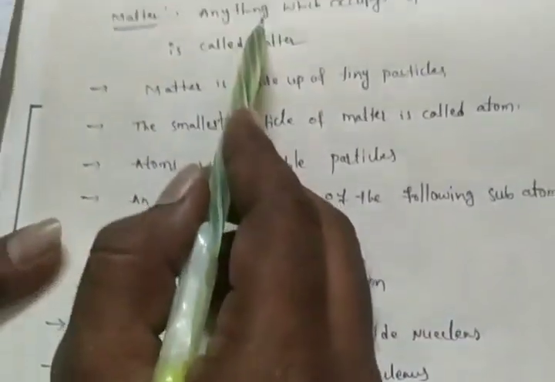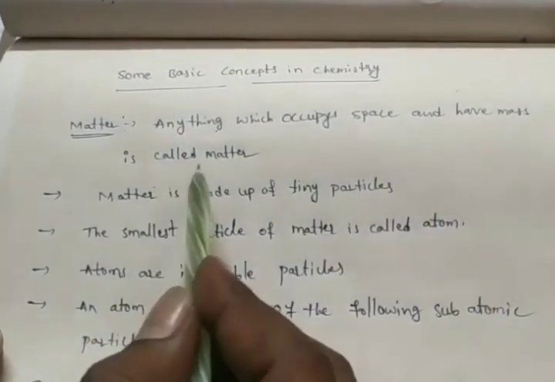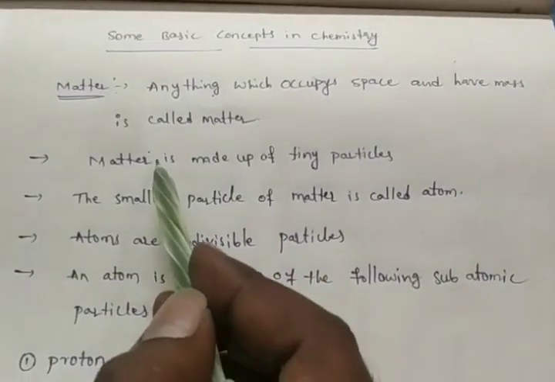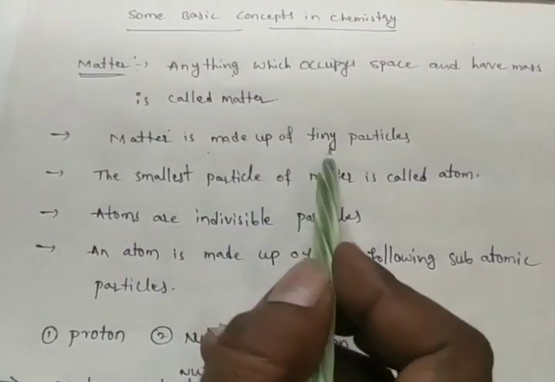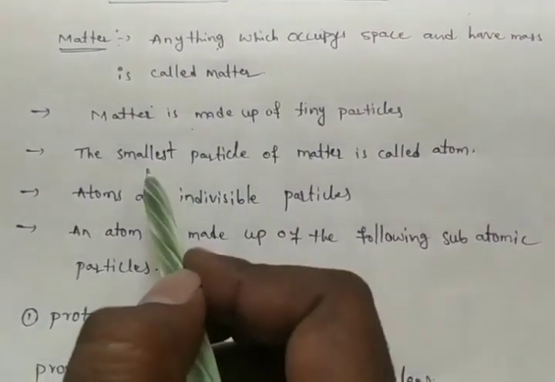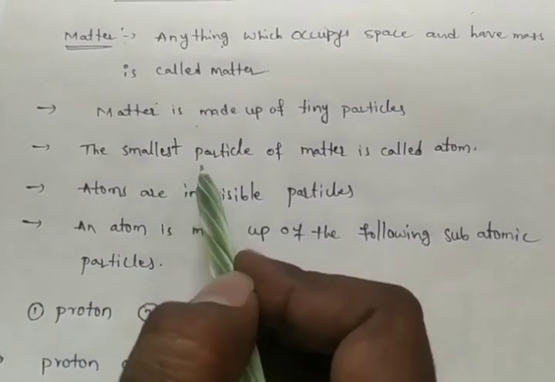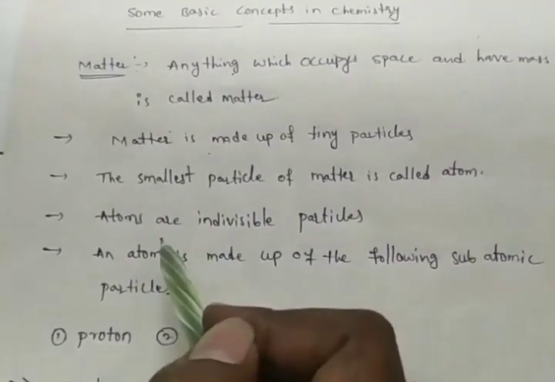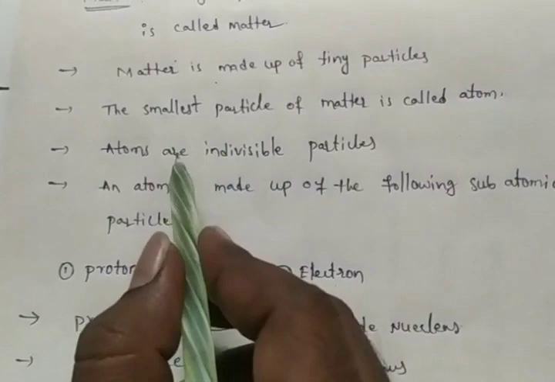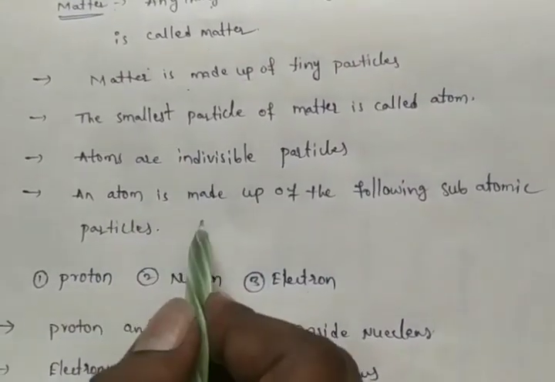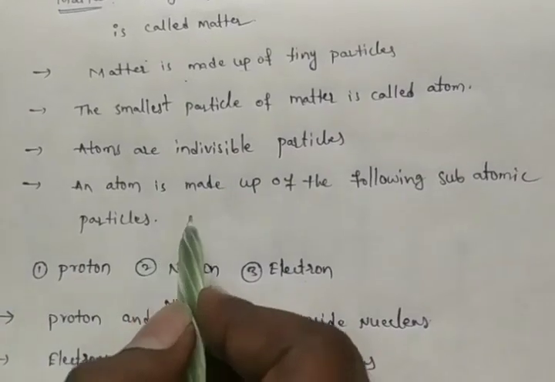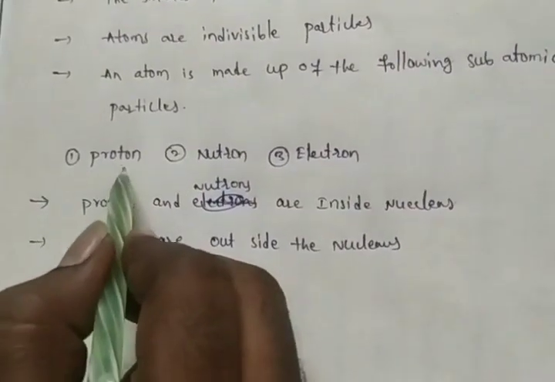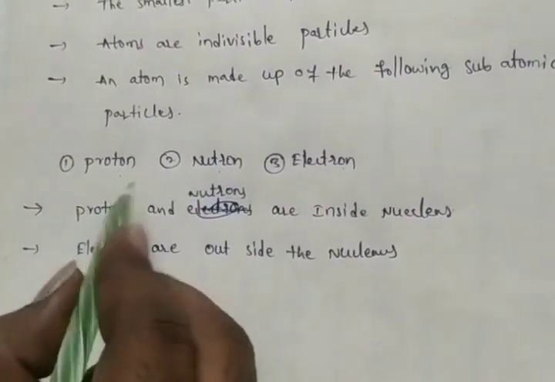What is matter? Anything which occupies space and has mass is called matter. Matter is made up of tiny particles. The smallest particle of matter is called an atom. Atoms are indivisible particles. An atom is made up of the following subatomic particles. How many subatomic particles are there? Three subatomic particles. What are they? Proton, neutron, and electron.